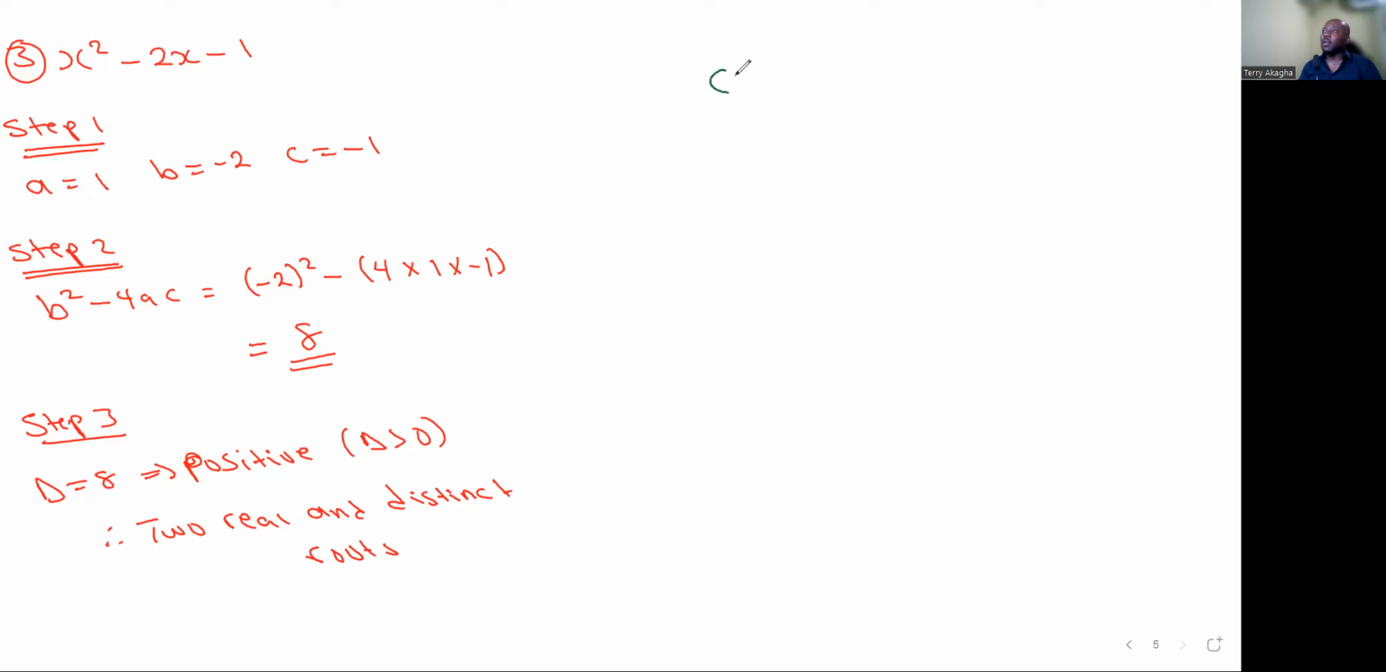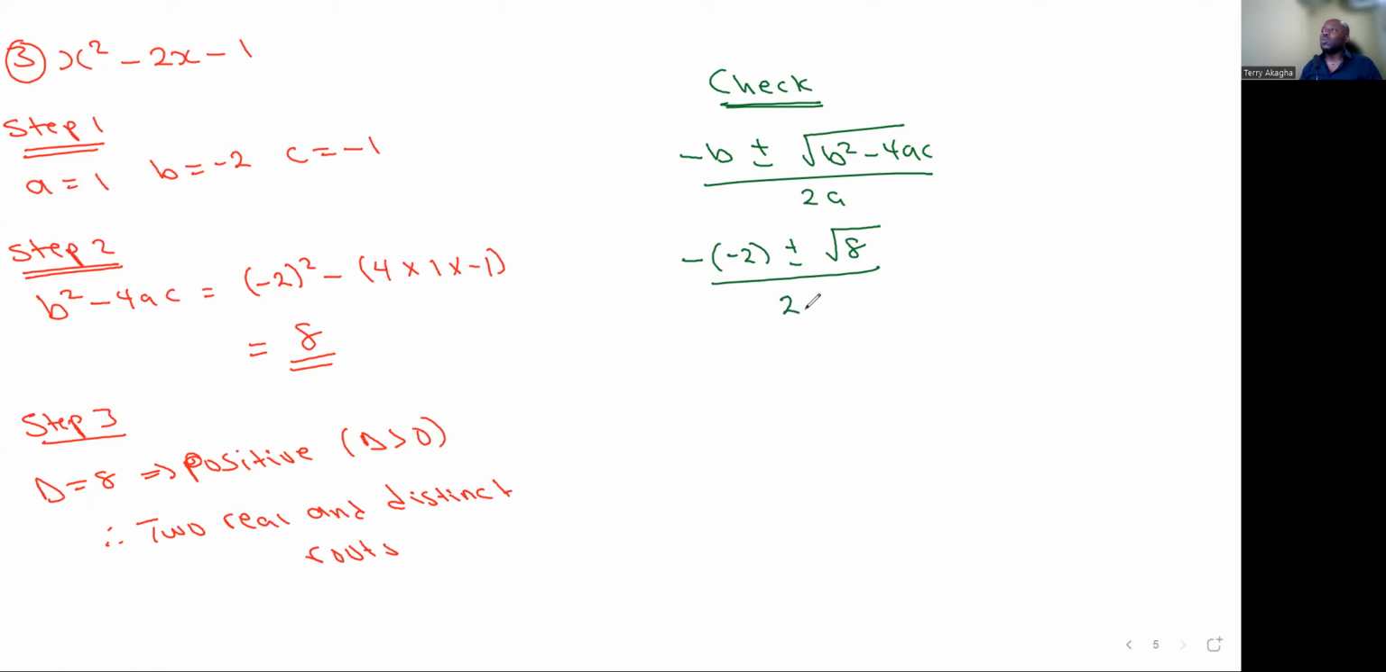So let us check it now, all right? Let's check. You'll see you're going to have 2 real and distinct roots. So we have minus b plus or minus square root of b squared minus 4ac divided by what? 2a. So it's going to be minus, b is what? -2 plus or minus square root of 8 divided by 2 multiplied by 1. This is going to give you 2 plus or minus square root of 8.